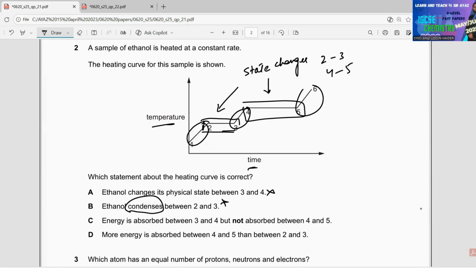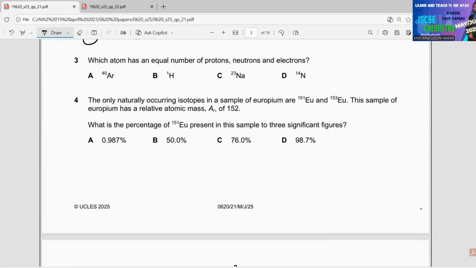C, energy is absorbed between 3 and 4, but not absorbed between 4 and 5. This is also incorrect because energy is absorbed between 3 and 4 as well as between 4 and 5. So automatically the last statement must be correct. I'm reading the statement: more energy is absorbed between 4 and 5 than between 2 and 3. Yes, more energy will be absorbed between 4 and 5 than between 2 and 3. Going to the next MCQ.